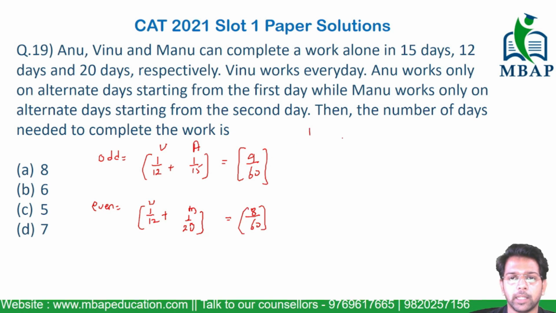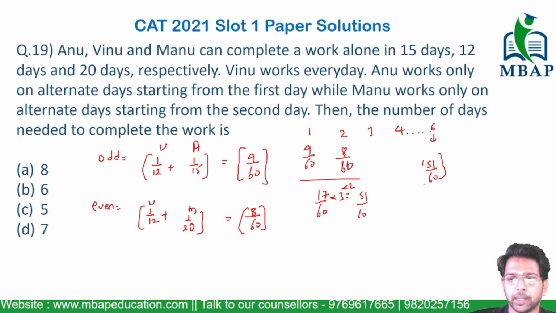So let's take day 1, day 2, day 3, day 4 likewise. Day 1 is 9 upon 60. Day 2 is 8 upon 60. A sum total of 17 upon 60. So in every 2 days 17 upon 60 of work is happening. Replicating it thrice, it's going to become 51 upon 60. So 3 into 2 is 6 days. Till the 6th day, 51 upon 60 of the work will be done.